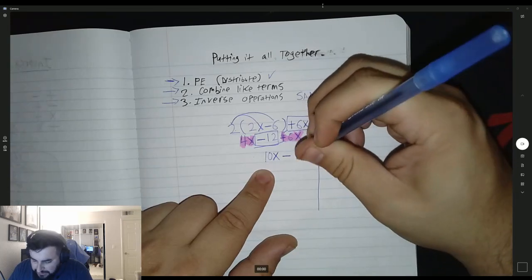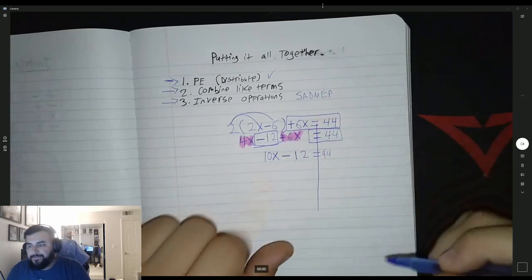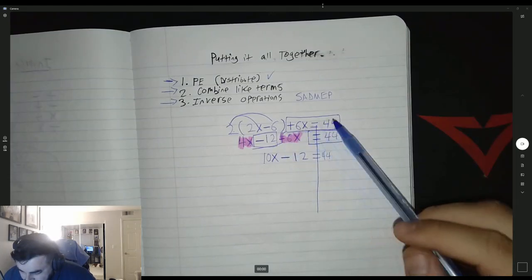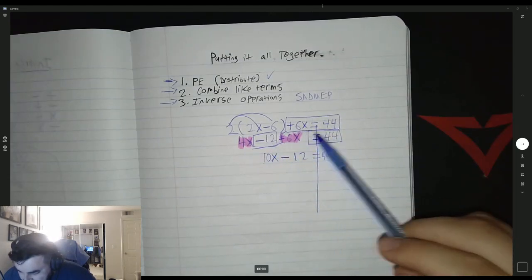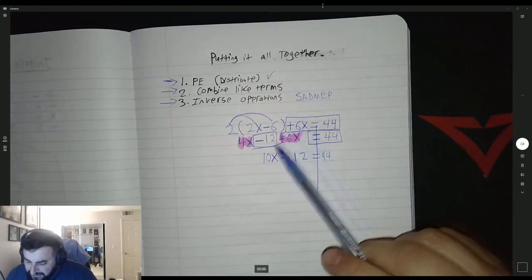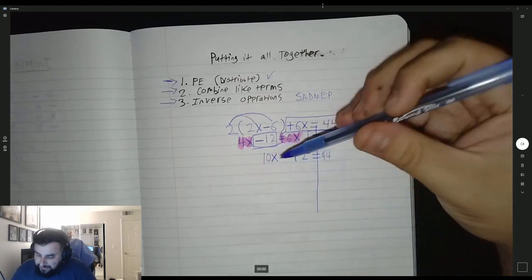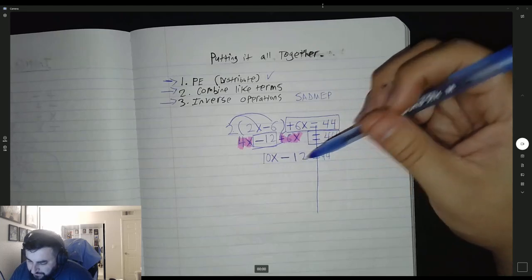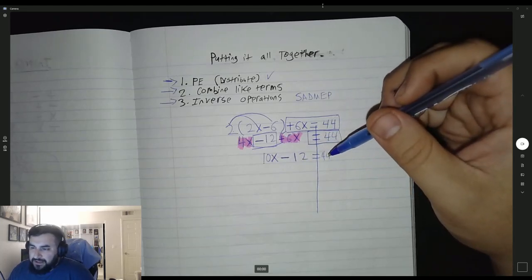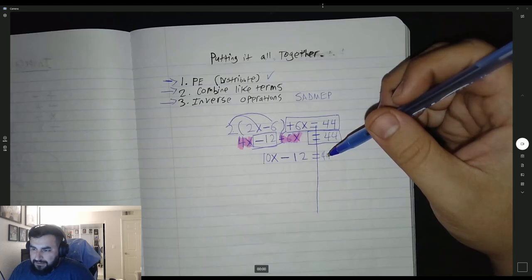So minus 12. Okay, you guys keep noticing how I'm putting the things that didn't change back in the same side, so that way it doesn't mess up, right? Because some people, I feel like, forget to write the stuff that didn't change. I have 10x minus 12 equals 44. What's your next step now? Think about that for a second there. What is your next step?